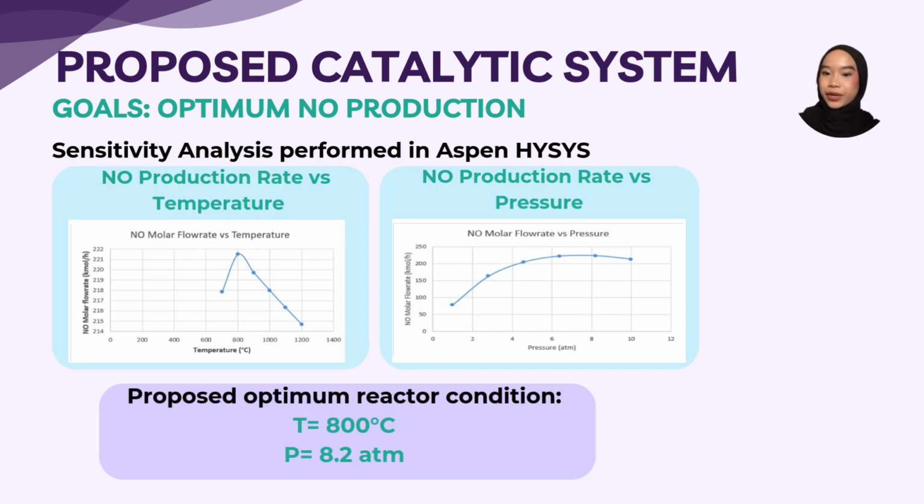Our Aspen HYSYS analysis shows that the best conditions for ammonia oxidation are 800 degrees Celsius and 8.2 atm. At 800 degrees Celsius, ammonia conversion is highest and NO production is maximized. Lower temperatures slow the reaction, while higher temperatures cause NO to oxidize into NO2. Pressure increases NO yield until it peaks at 8.2 atm, with no further benefits beyond this point. This condition ensures maximum efficiency and NO production.